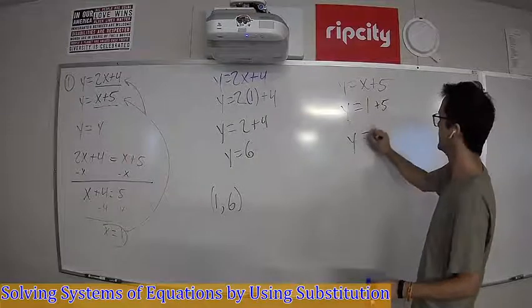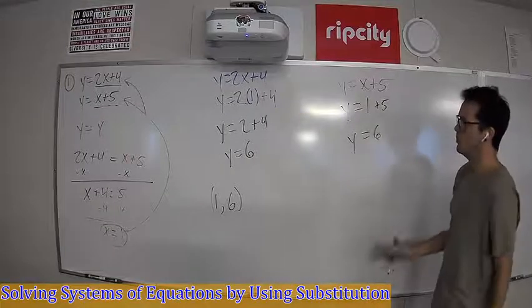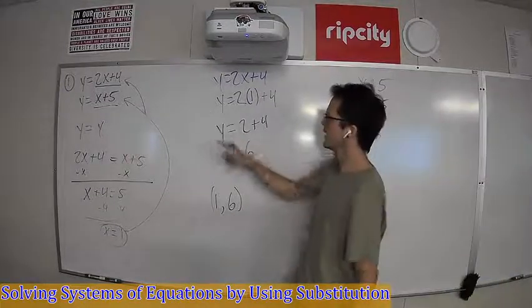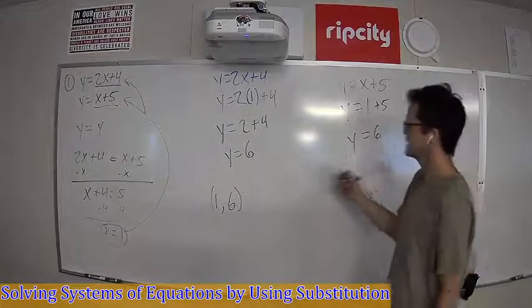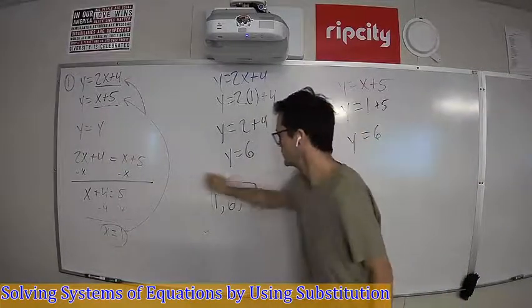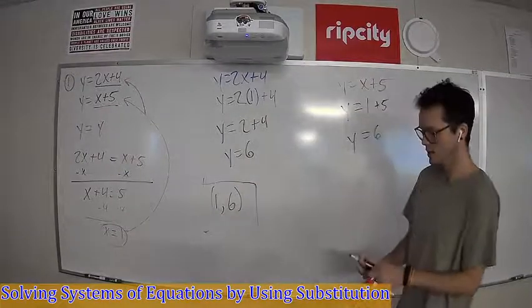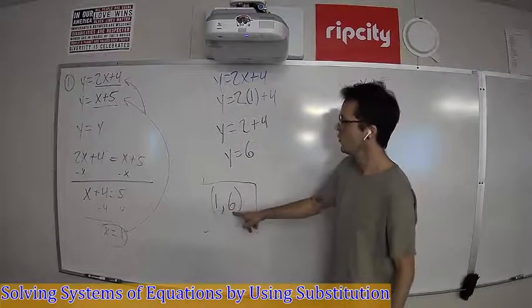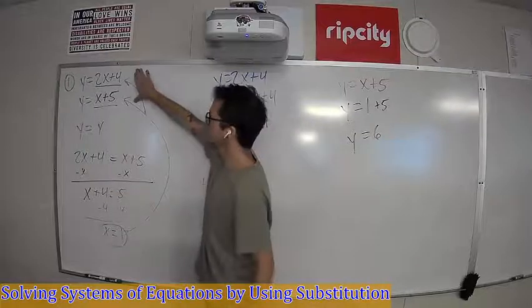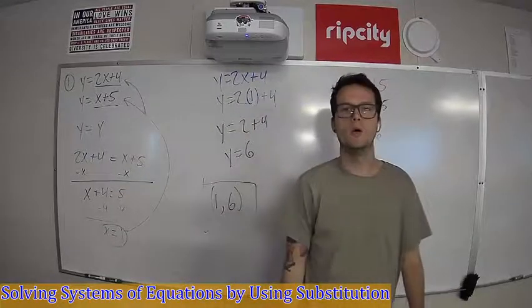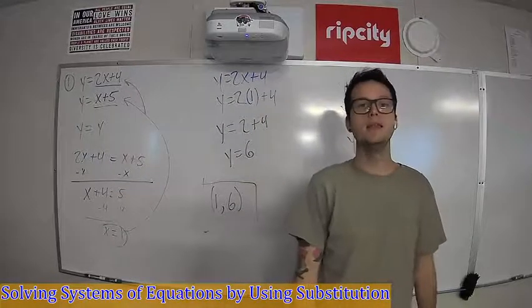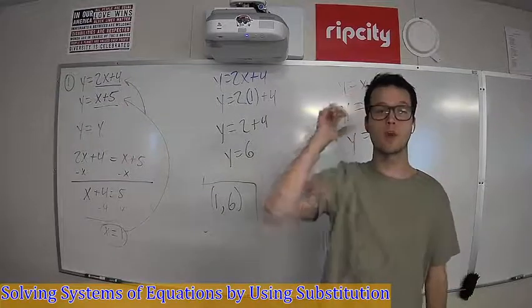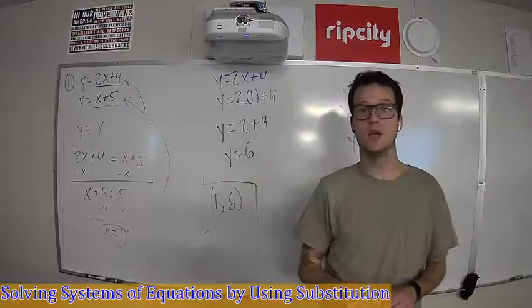1 plus 5, of course, is 6. So in both equations, when we plugged 1 in for x, the y value is 6. This means that the solution to our system is (1, 6). This is the combination of x and y that, if you plug them into these two equations, they are both true.